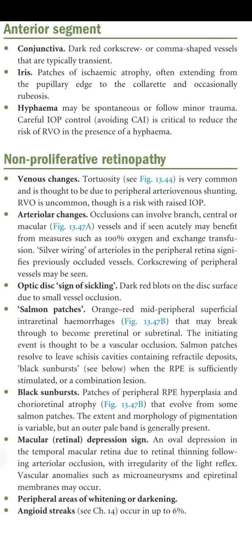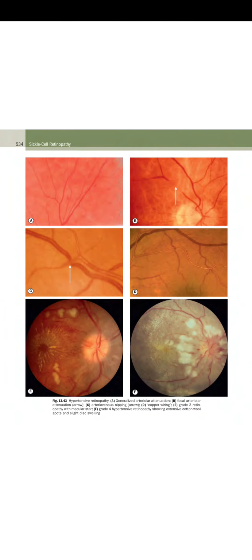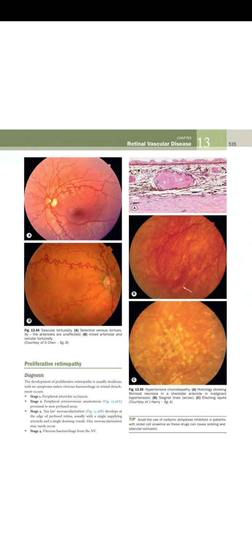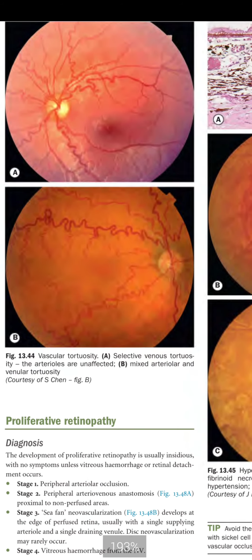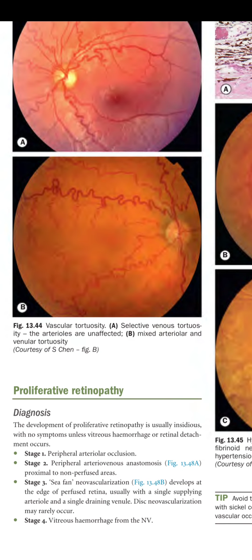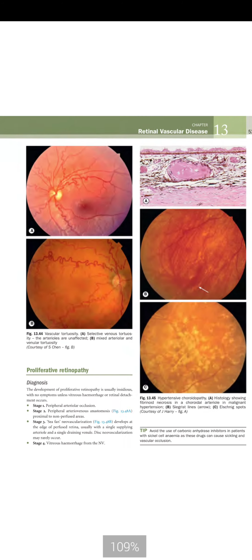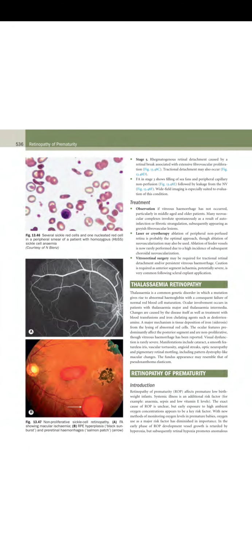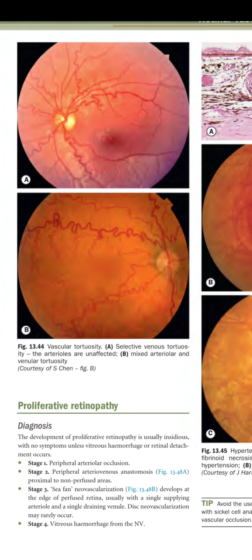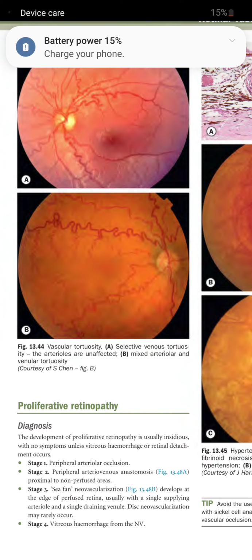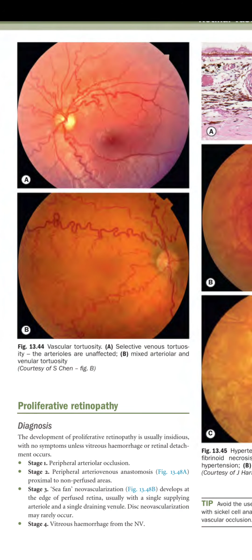Peripheral areas of whitening or darkening and angioid streaks are common. So next is sickle cell proliferative retinopathy. The development of the proliferative retinopathy is usually insidious with no symptoms unless vitreous hemorrhage or retinal detachment occurs. There are basically 5 stages of the proliferative retinopathy.